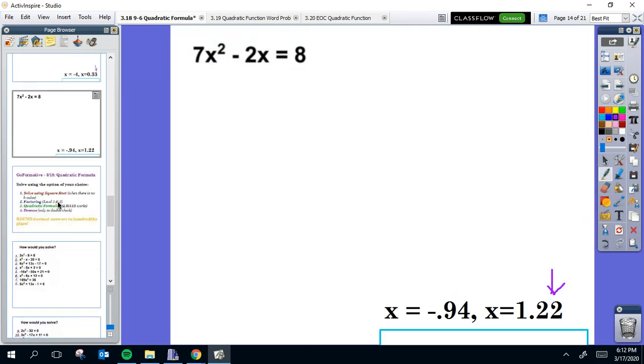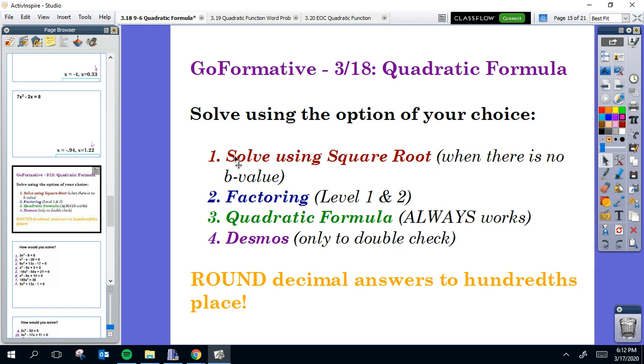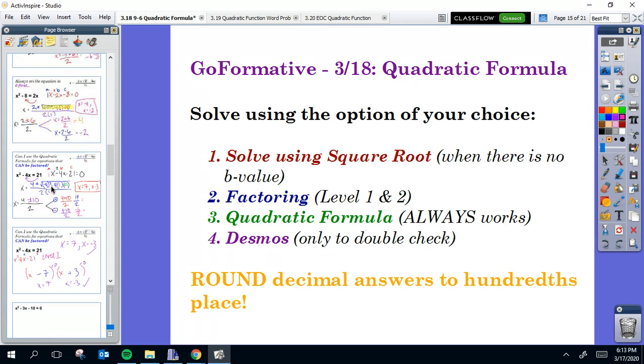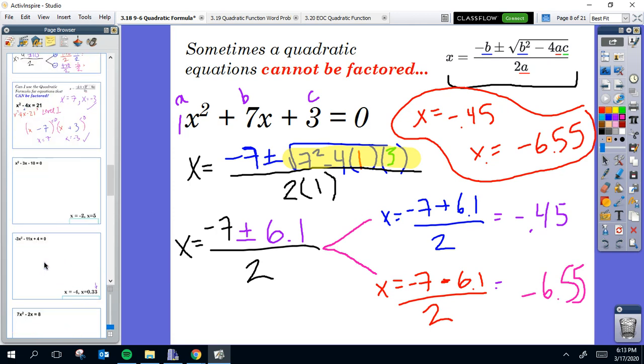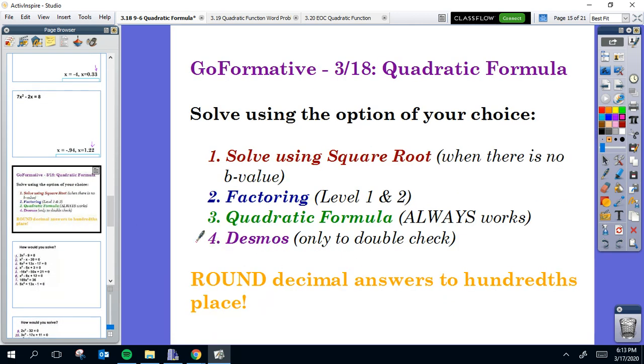All right? Okay, so your practice today is going to be on Go Formative, and you have options about how you can solve using the quadratic formula or whatever methods that we've learned in the past. So first, you can use the square root method that we use when there's no b value. You can factor using a level 1, level 2. Quadratic formula always, always, always works. So if you go back, even things that cannot be factored can be solved using quadratic formula. And then your last option, you may always double check using decimals. However, these 3 need to be used before you double check. And like I said, round any decimal answers to the hundredths place.